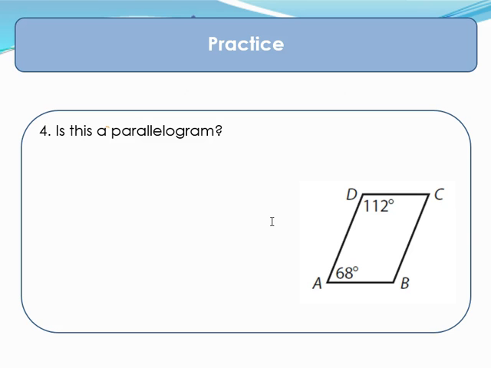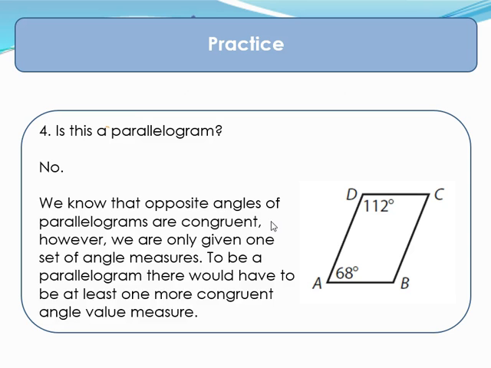Number 4, is this a parallelogram? Our first instinct is to say yes because it looks like one. However, no. We know that opposite angles of parallelograms are congruent, but in this problem we're only given one set of angle measures. To be correct and to be a parallelogram, this problem would have to show us at least one other set of angle measures. So it would have to say maybe 68 degrees right here, and then we would be able to say yes.